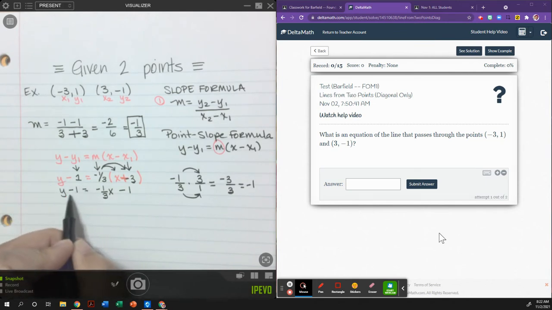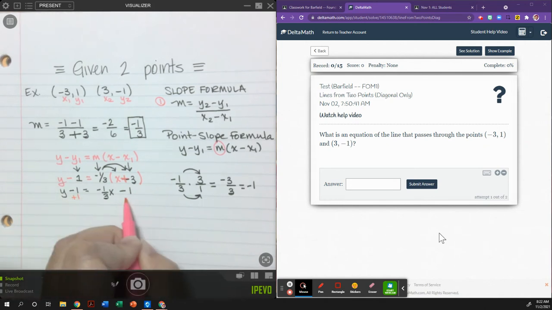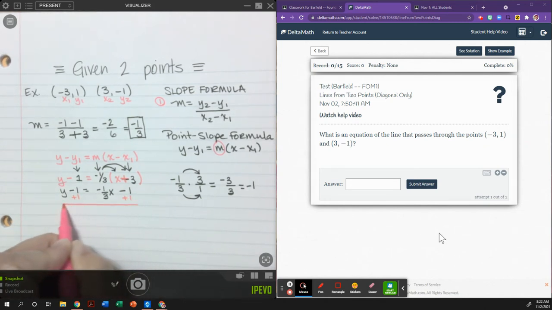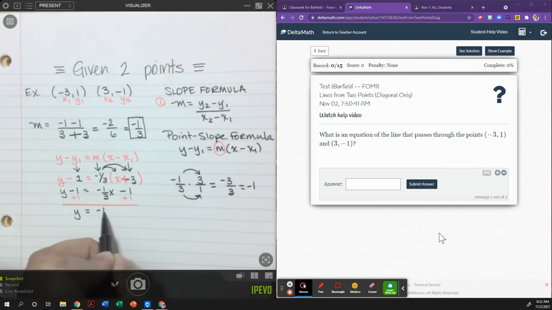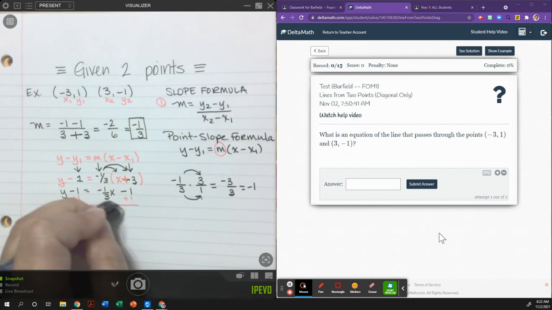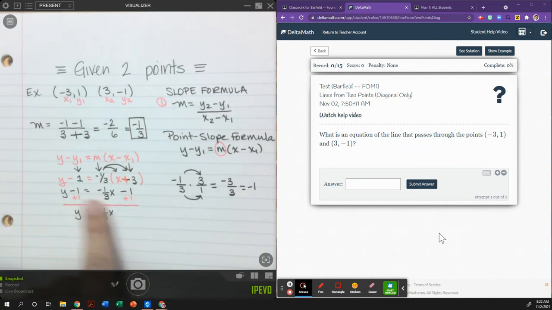All right, now I can't leave it y minus 1. Y has to be by itself. So I'm going to add 1 to both sides. So I get y equals, bring down the -1/3 x, and -1 plus 1 equals 0. So I could write plus 0 here, but I don't need to. So I'm just going to erase that, which means this answer is done.